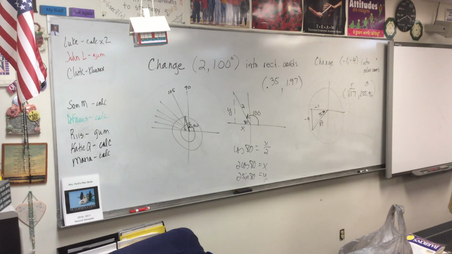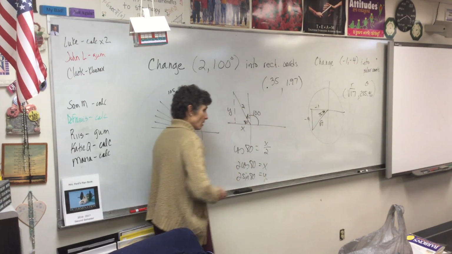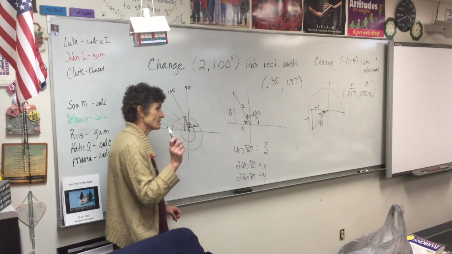What does X equal? X equals R cosine theta. Y equals R sine theta. X equals R cosine theta. Y equals R sine theta. Now, here's the difference.